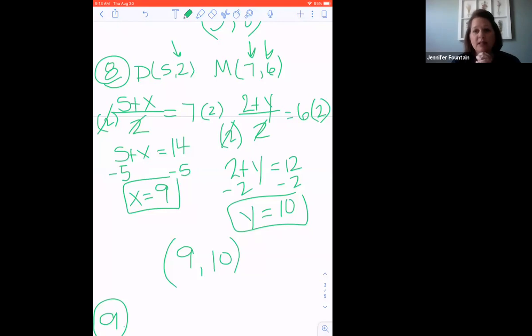Those signed numbers are things that we're usually pretty rusty on at the beginning of the year, and we have to get into the habit of doing those again.